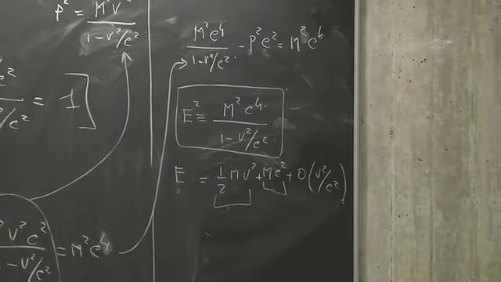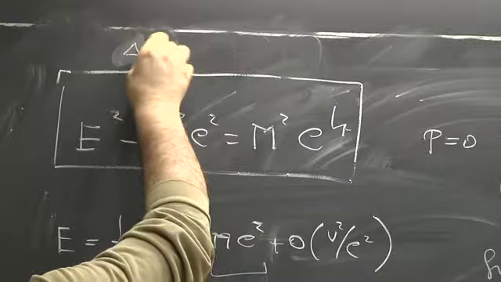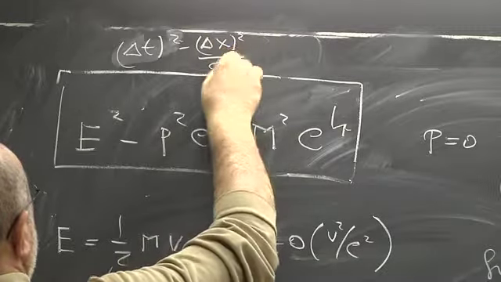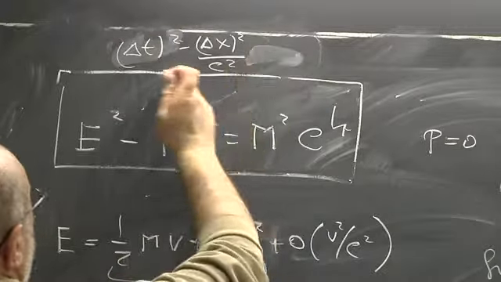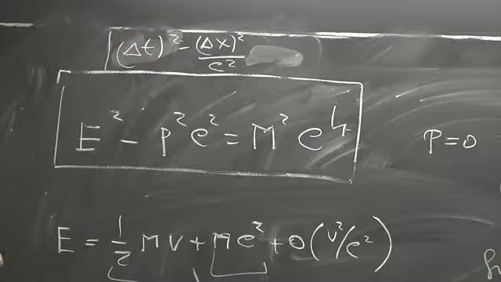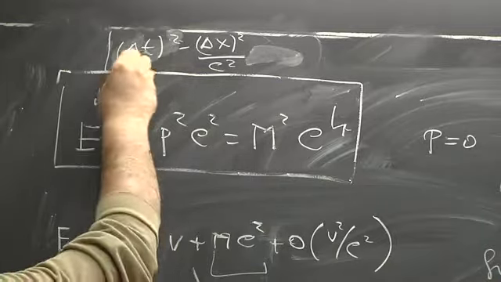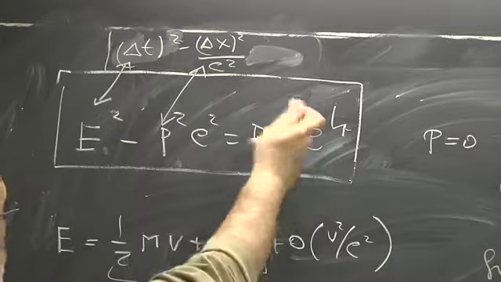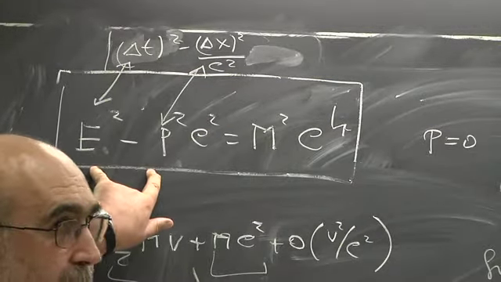Second, this relation is really the analog of delta t square minus delta x square c square, which is not equal to 0. This quantity is an invariant, a relativistic invariant. It does not change when we move from one frame to the other. The same here. This is exactly the analog. This is something like the t component of a vector, this is something like the x component of a vector, and this quantity is invariant. So this is another invariant relation, together with this one, invariant under Lorentz transformation.